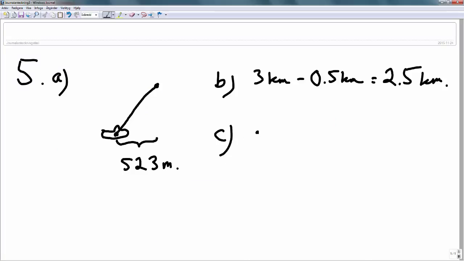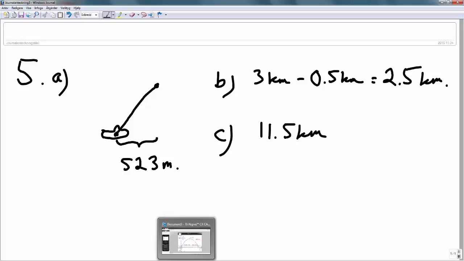Okay, so I'm just going to write the answer. C, 11.5 kilometers. So you would write an answer and explain also how you got this, or the way to get to the answer. Just writing down the answers here.